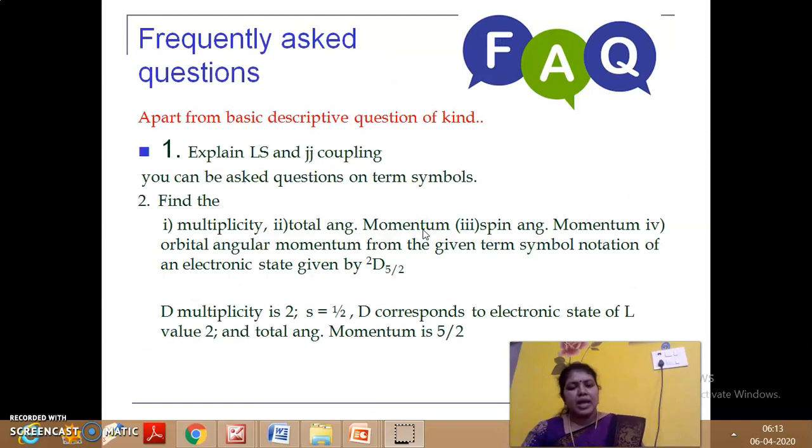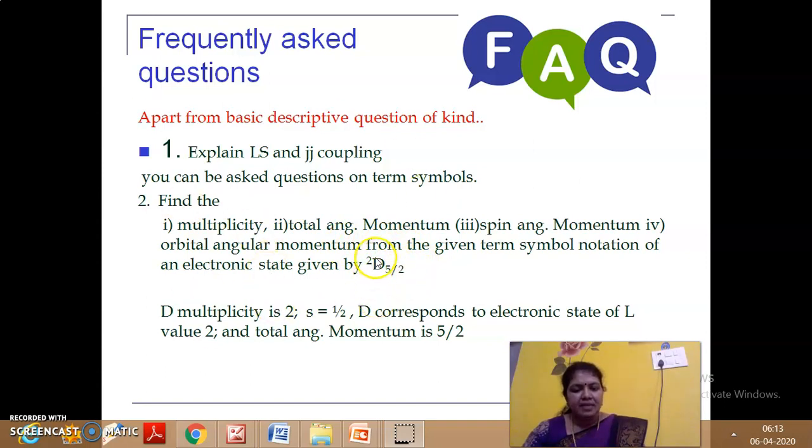Now that we have seen the LS and JJ coupling, what could be the frequently asked questions? Apart from the basic descriptive question, explain LS and JJ coupling, many questions can be asked on the term symbols too, like find the multiplicity, total angular momentum, spin angular momentum, orbital angular momentum from the given term symbol notation of an electronic state given by 2D 5/2. So what would be the answer?